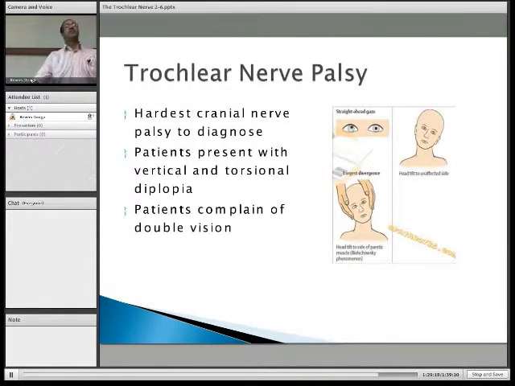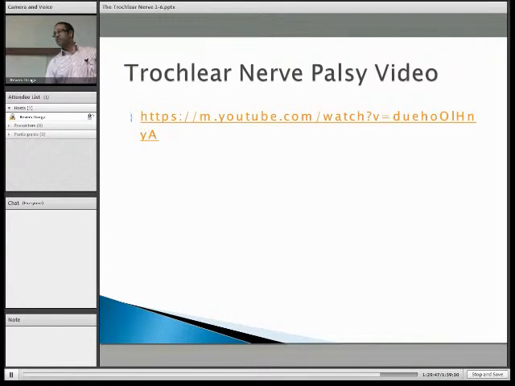Now, trochlear nerve palsy is actually one of the hardest cranial nerve palsies to diagnose because it doesn't really present with all that much. Patients will come to you complaining of vertical and torsional diplopia. They won't actually say that, but they'll complain of double vision, especially when looking down and in. So that's when they're reading a book or walking downstairs. I'll come back to the different types of diplopia in just a second. We've got a little video just saying what the different types of diplopia are and showing the palsy.